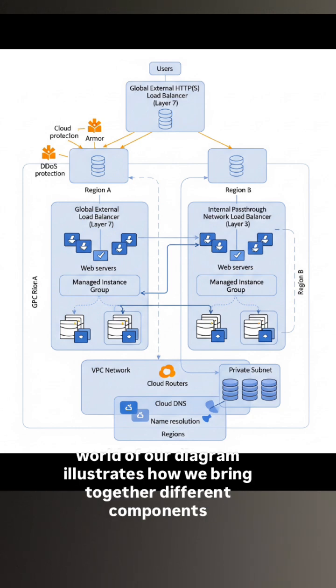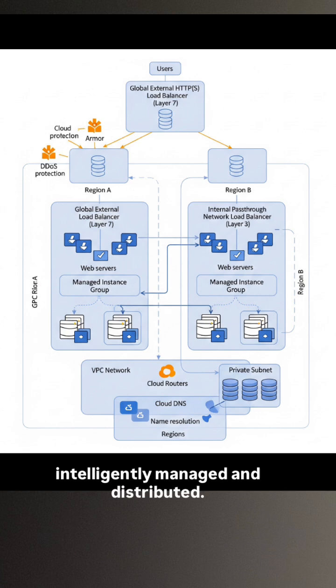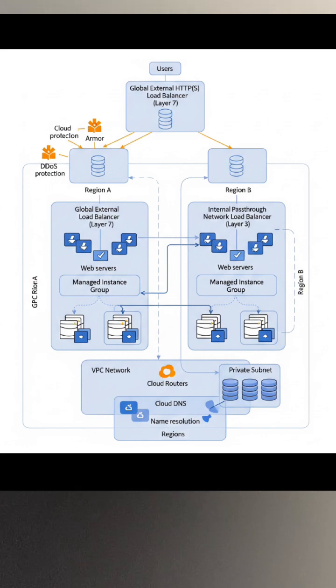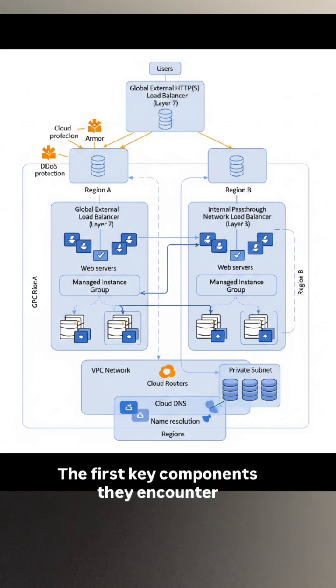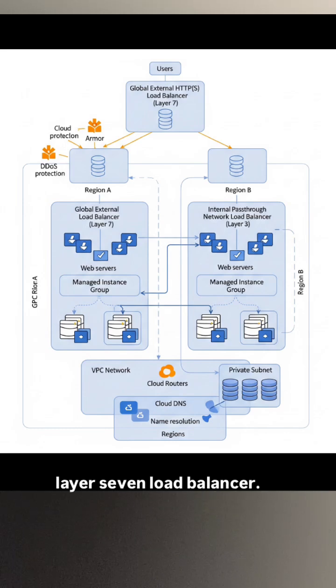Our diagram illustrates how we bring together different components to achieve this, focusing particularly on how traffic is intelligently managed and distributed. So let's start from the top where users interact with our application. The first key component they encounter, and the heart of our front door in GCP, is the global external load balancer. This is a layer 7 load balancer.